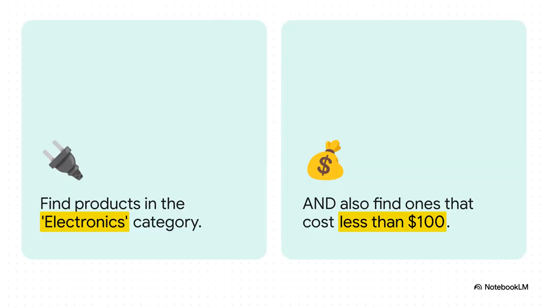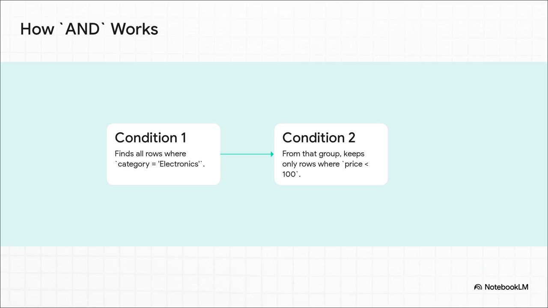But you know what? What if one filter isn't enough? Real-world questions are usually a bit more complex. For instance, maybe we need to find products that meet two conditions at the same time, like being in the electronics category and costing less than $100. For this, we use the AND operator. Now, what's really important to understand is how the database thinks about this.